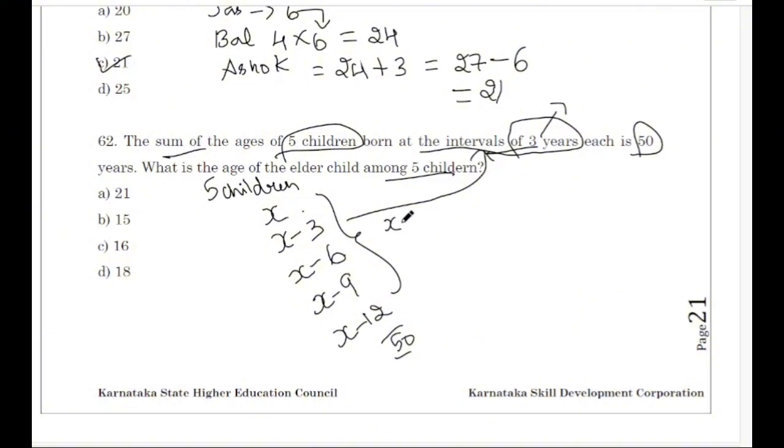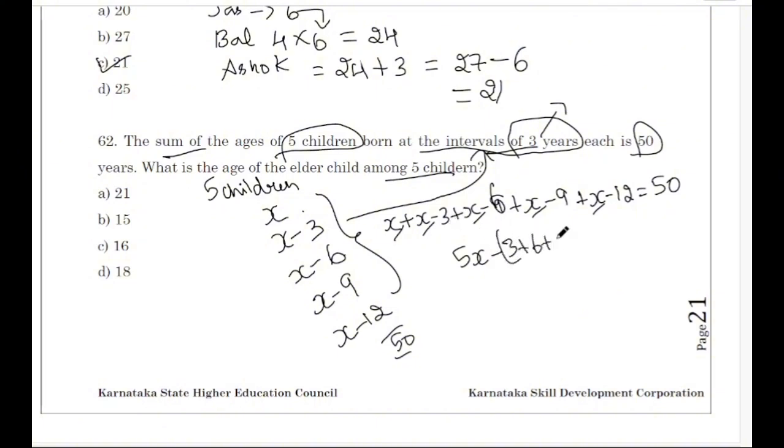So X plus X minus 3 plus X minus 6 plus X minus 9 plus X minus 12 is equal to 50. So group all the X and all the numbers separately. So there are how many X? 1, 2, 3, 4, 5X. So 5X minus 3 plus 6 plus 9 plus 12.